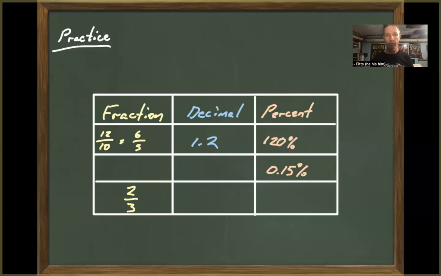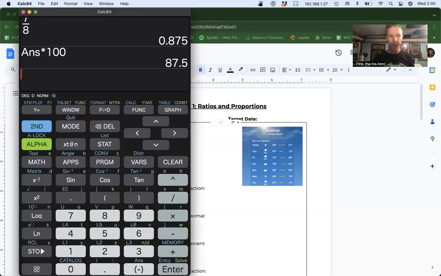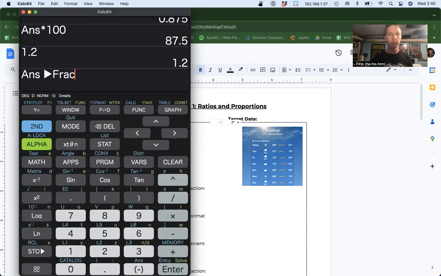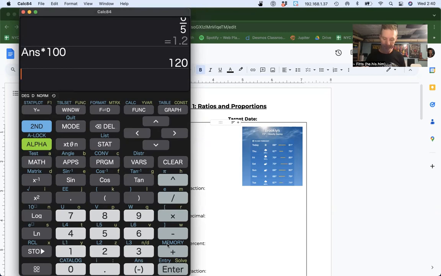Just go ahead and let's try it in our graphing calculator. So 1.2, enter, math 1. There you go, 6/5. And then you can multiply that by 100, and that'll give me my percent, right? 120%. Bingo.